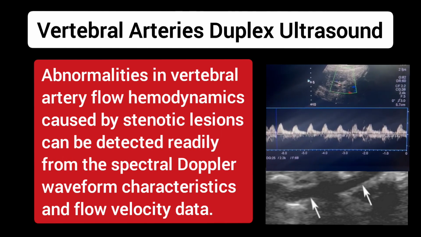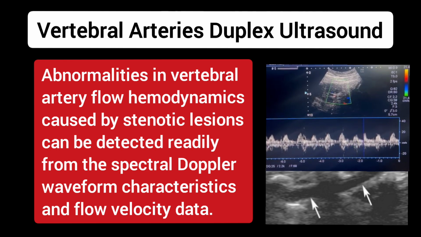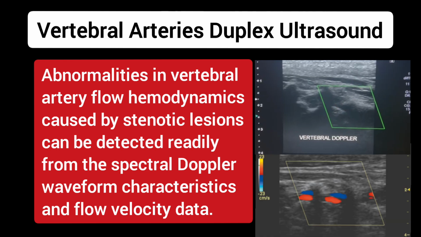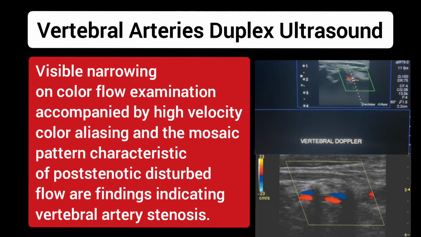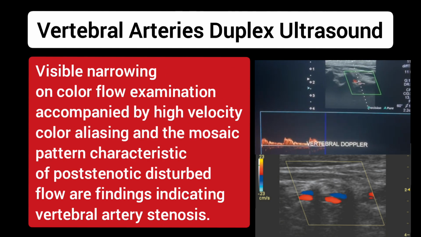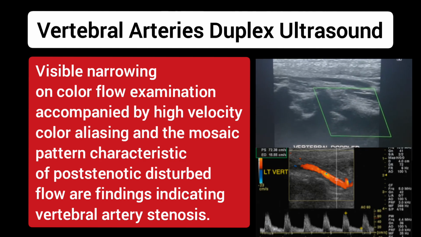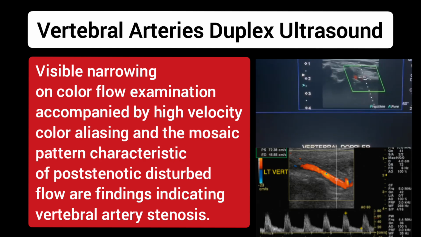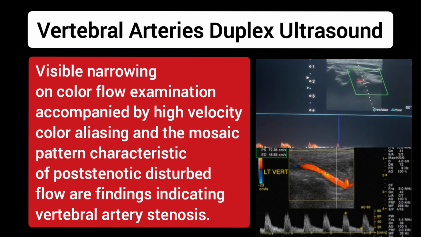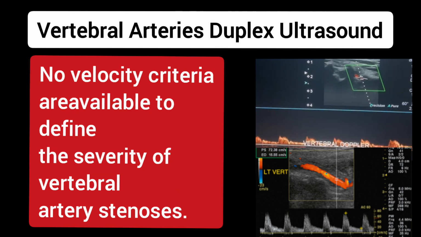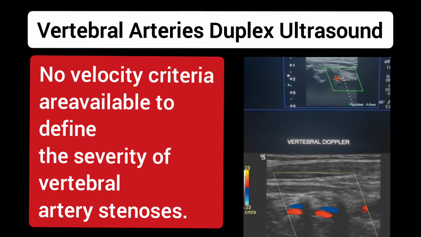Abnormalities in vertebral artery flow hemodynamics caused by stenotic lesions can be detected readily from the spectral Doppler waveform characteristics and flow velocity data. Visible narrowing on color flow examination accompanied by high-velocity color aliasing and the mosaic pattern characteristic of poststenotic disturbed flow are findings indicating vertebral artery stenosis. No velocity criteria are available to define the severity of vertebral artery stenosis.